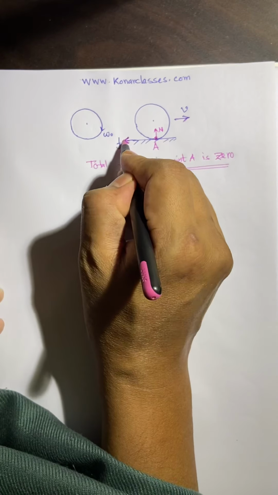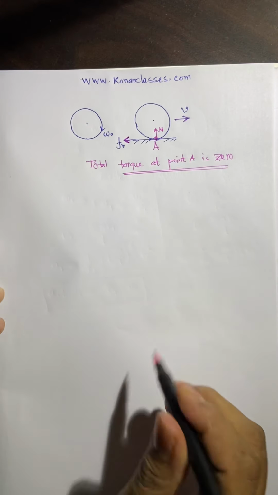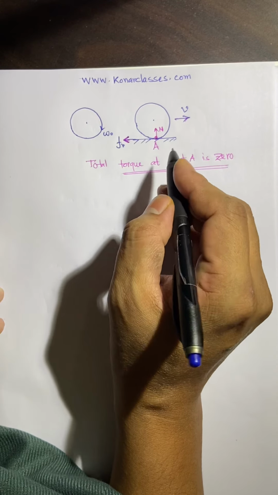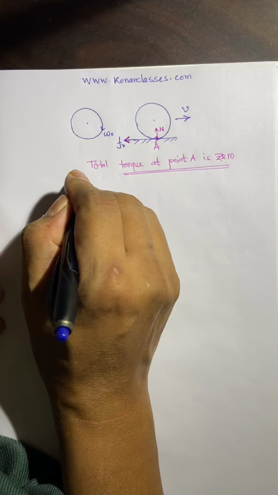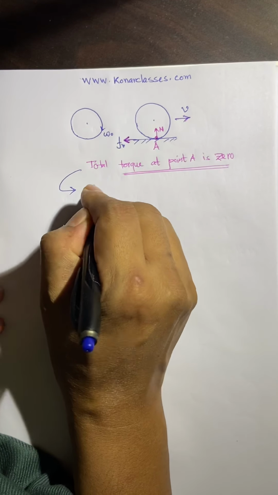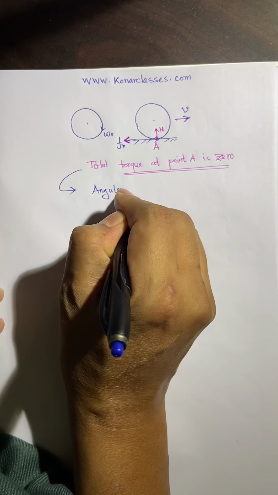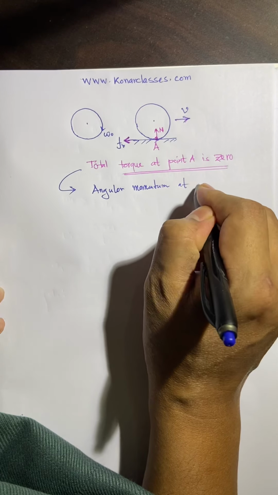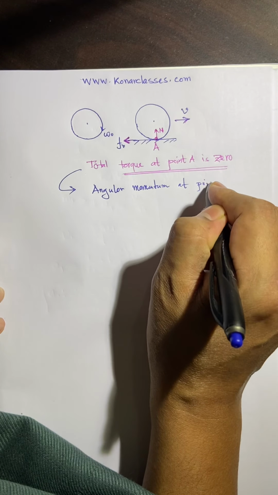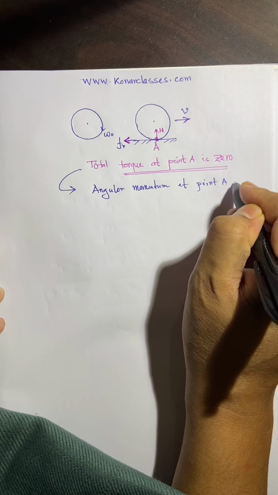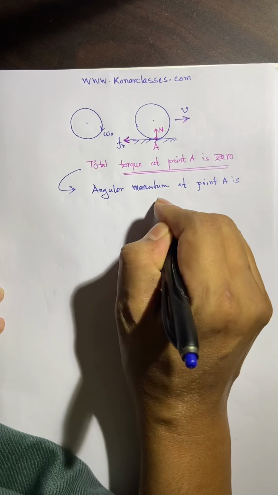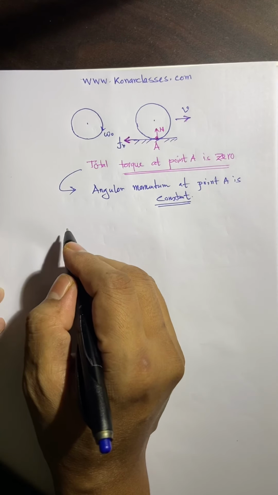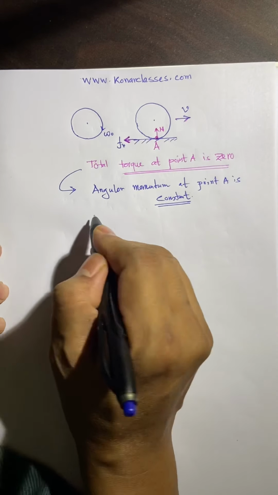So we are considering the torque, and if the total torque of the point is 0, then the angular momentum remains constant. So if this total torque is 0, then angular momentum at point A is constant. So this is the principle of conservation of angular momentum.